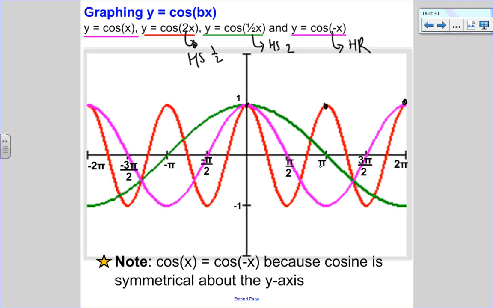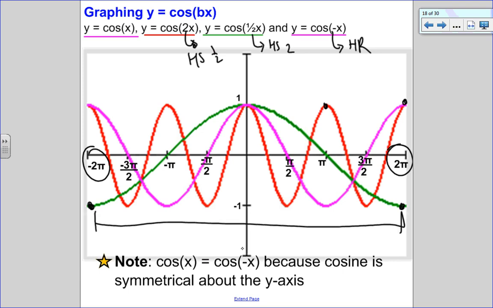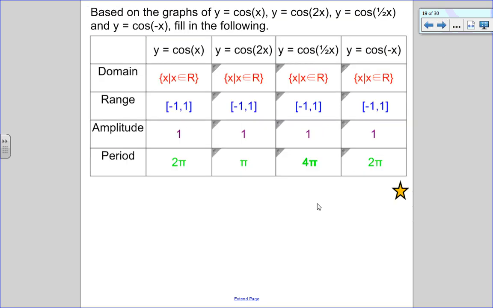Let's look. It starts here. Well, I don't see another max, so I'm going to go from minimum, coming up, curving, going down to the next minimum. That goes from negative 2 pi to positive 2 pi. So that whole distance there, 2 pi to the left, 2 pi to the right, is 4 pi altogether. So the period would be 4 pi.